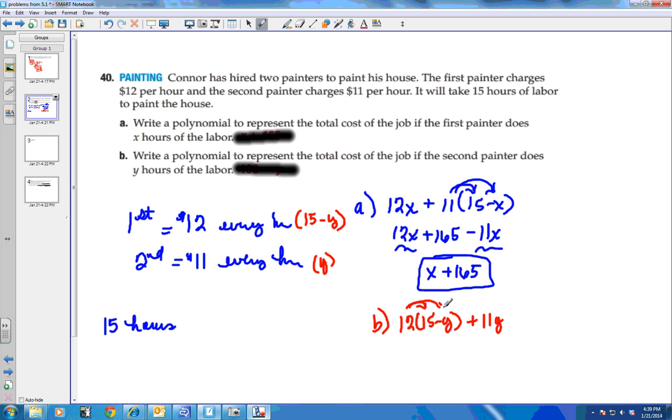Okay, distribute. So 12 times 15 is 180. 12 times negative Y is minus 12Y plus 11Y. 180 minus Y. And that's our answer for part B.